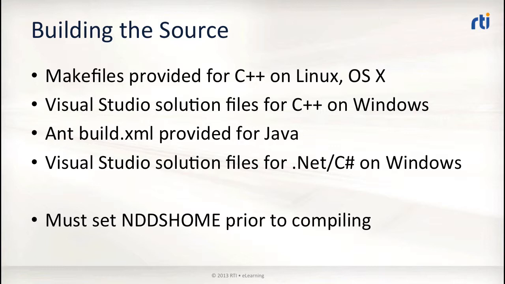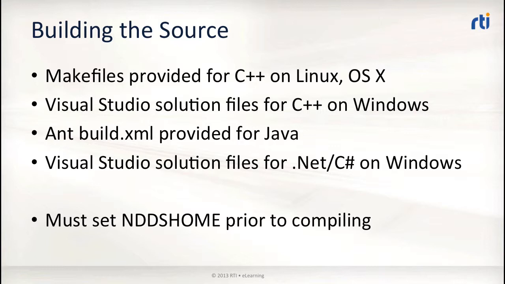Building the source should be relatively straightforward if you built applications for RTI Connext. Even if you haven't, we provide makefiles to simplify the process. You'll find makefiles for C++ on Linux, Visual Studio solution files for C++ on Windows, and a build.xml for Ant if building for Java. There are also solution files for .NET, C# on Windows.